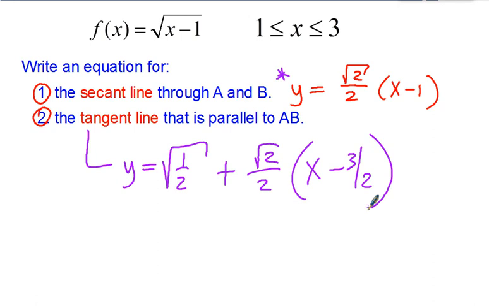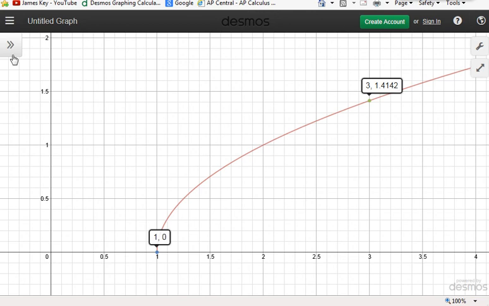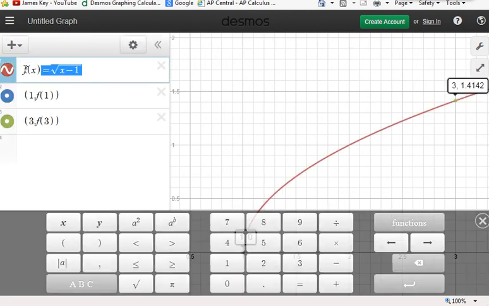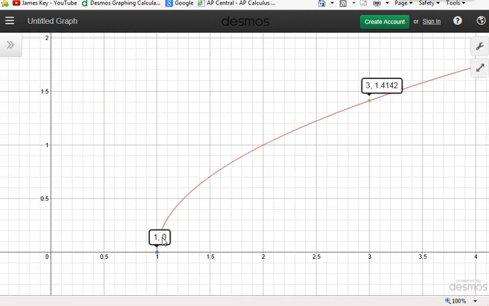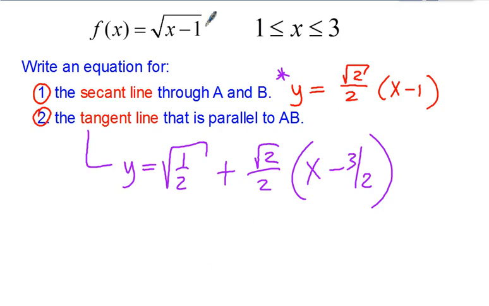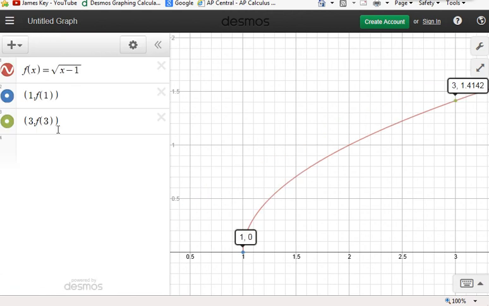Okay, let's just go one step further and check our work using technology. Since that's available to us freely, we might as well make use of it. Okay, so here's the formula typed in. Here's the input-output pair when x is 1, input-output pair when x is 3, and there you have the two endpoints right there. Now let's actually make use of our work. And can I type in this equation right here? y equals root 2/2 x minus 1.